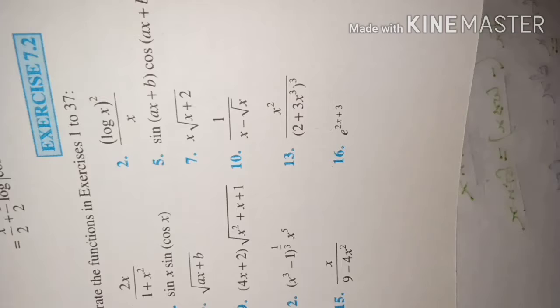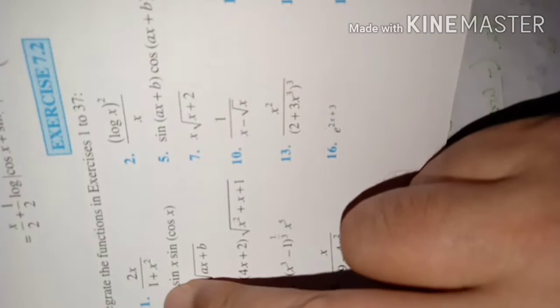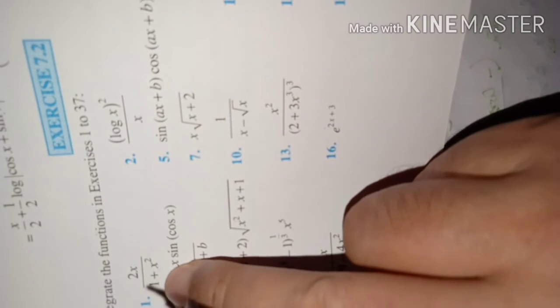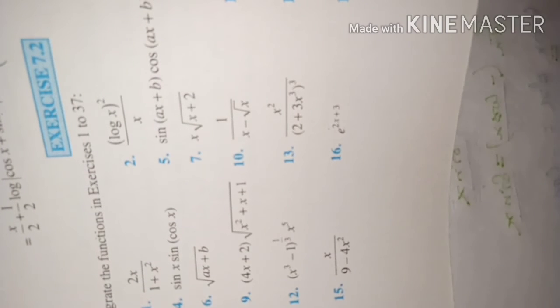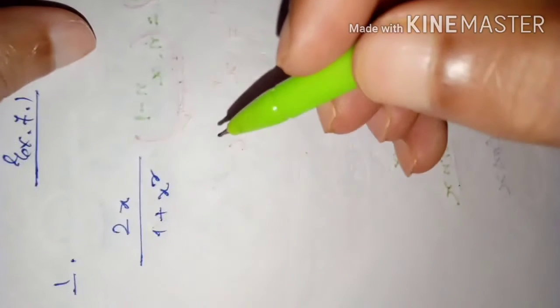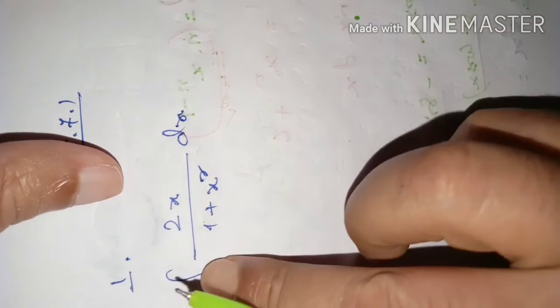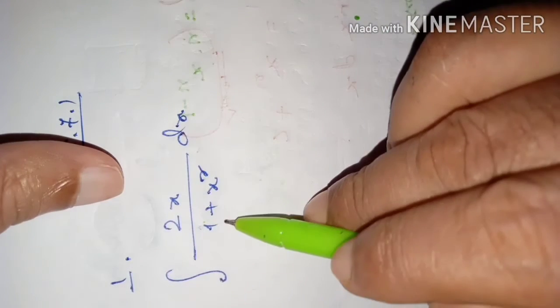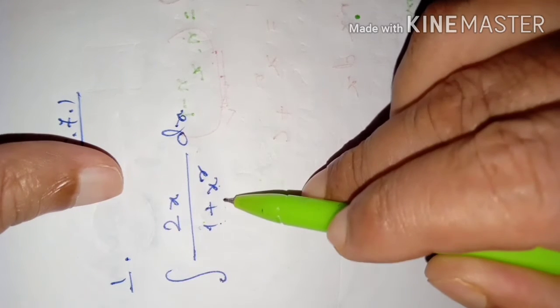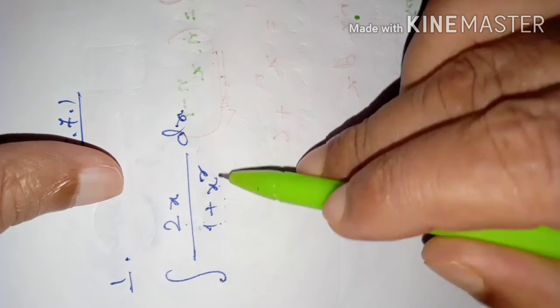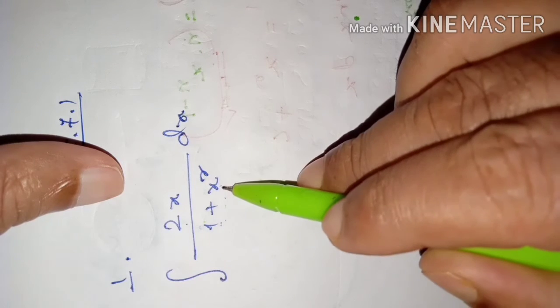Let us do some more. I am taking from exercise 7.2, question number 1: twice x by 1 plus x square. We have to integrate this one. When you are given a function and you want the antiderivative, at first you try to discover, is there a term which can be the derivative of another term? If you notice in this particular question, twice x by 1 plus x square, think of 1 plus x square. If we find its derivative, it will be twice x, because the derivative of 1 is 0 and the derivative of x square is twice x.